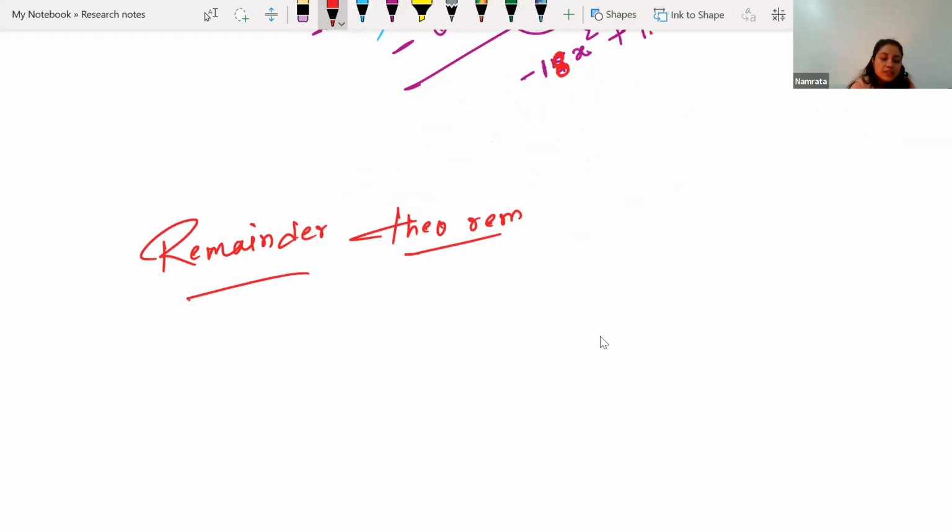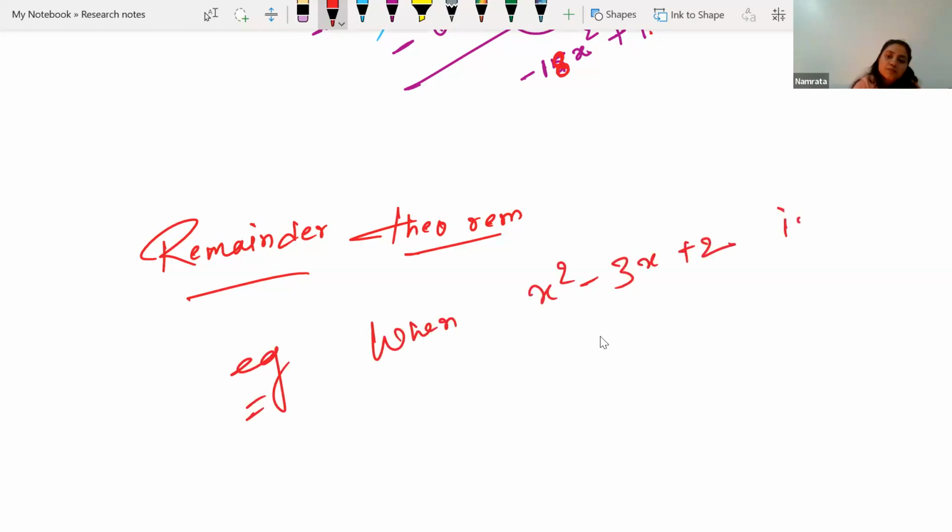Now, remainder theorem says that rather than doing the long division method and then figuring out what will be the remainder, there is one easier method. That method says that we can find the remainder. Suppose, let me take one example. Let's say we have x square minus 3x plus 2 divided by x minus 3, then what will be the remainder?